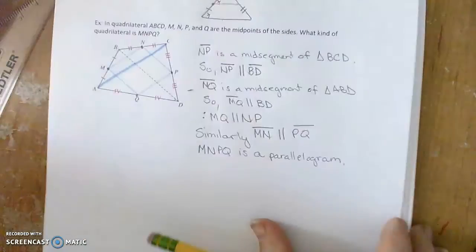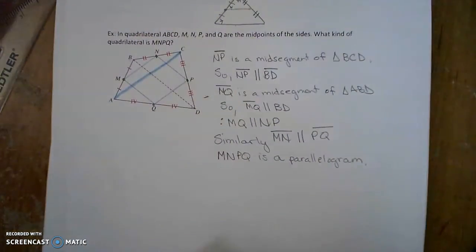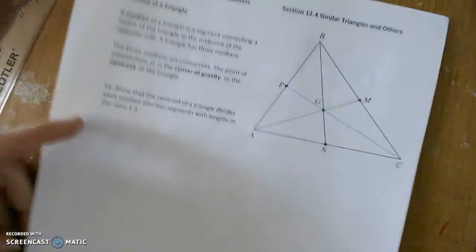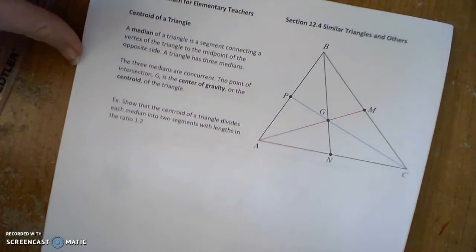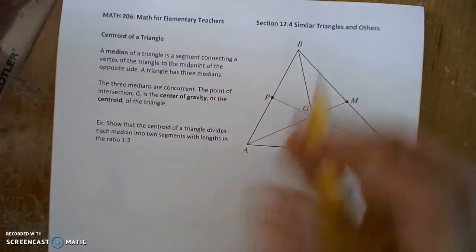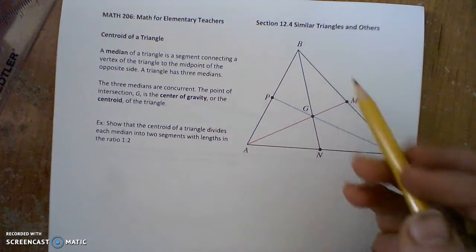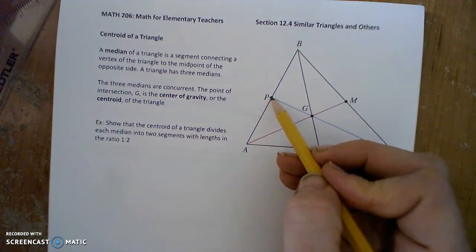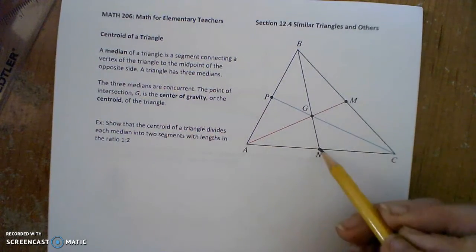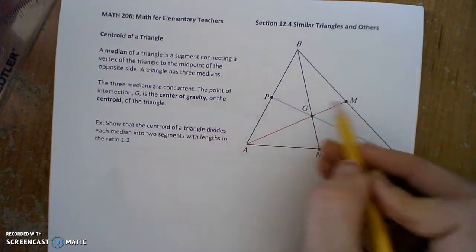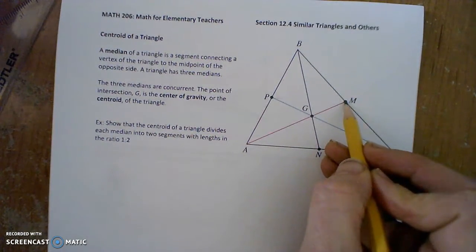And so this is all using mid-segment properties. Let's now move on to medians and centroids. Given a triangle, we know that each side has a midpoint, and if we connect the midpoints, we get the mid-segment.